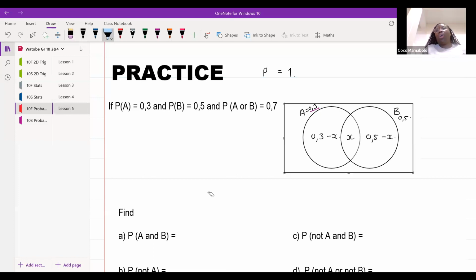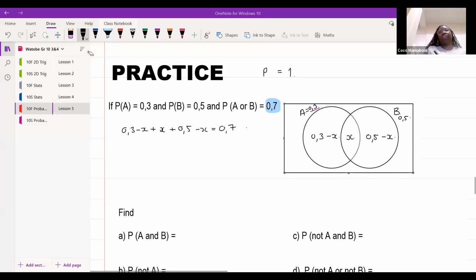And they've just told us that these three all together must equal 0,7. So if we put our formula together, we're going to go 0,3 minus X plus 0,5 minus X is equal to 0,7. Give me an answer, guys. What are we going to get for X? Please calculate for me. Correct, Princess.